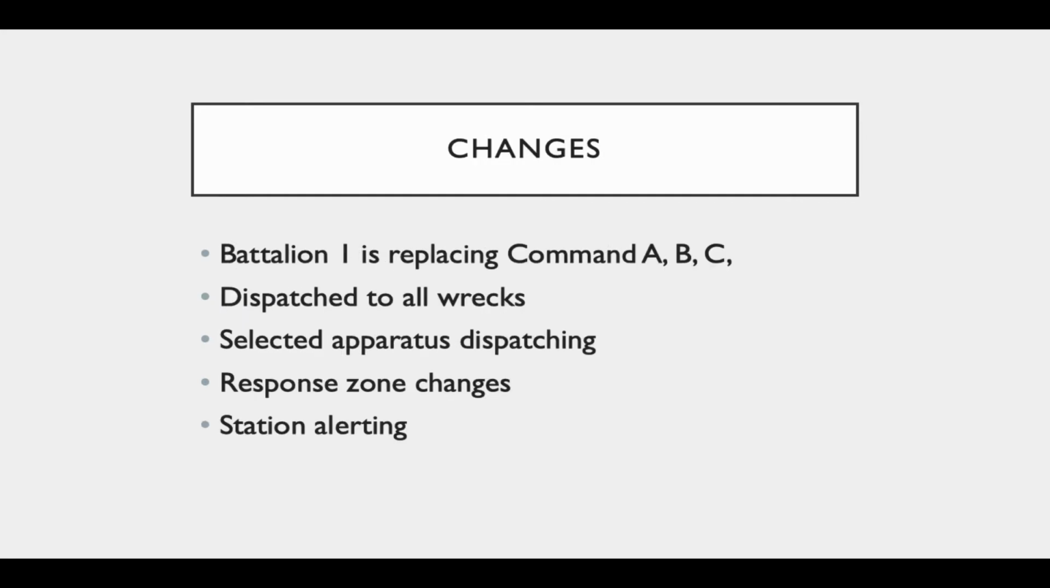Some of the changes that we'll see in the automatic dispatching, the first one is Battalion 1 is replacing Command A, B, or C. This will be heard over the radio. We'll be dispatched to all wrecks with injuries. We'll have selected apparatus dispatching, which we'll explain later. The response zones will change, as well as our station alerting.